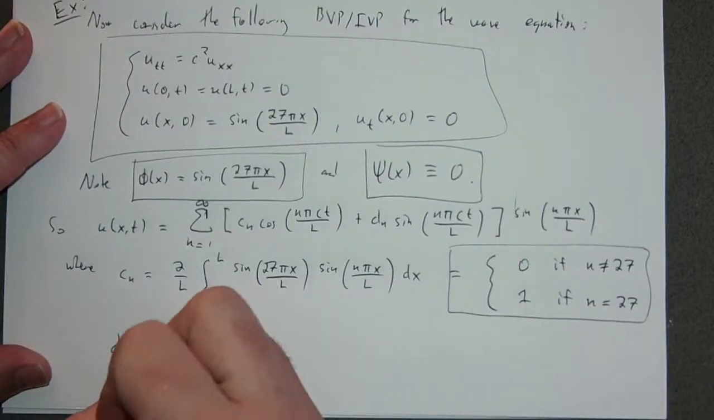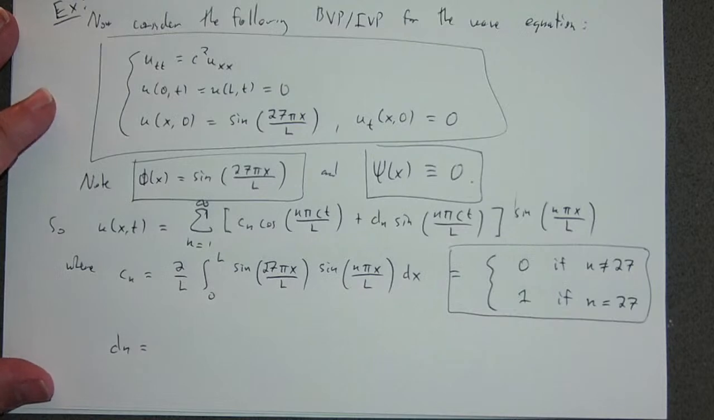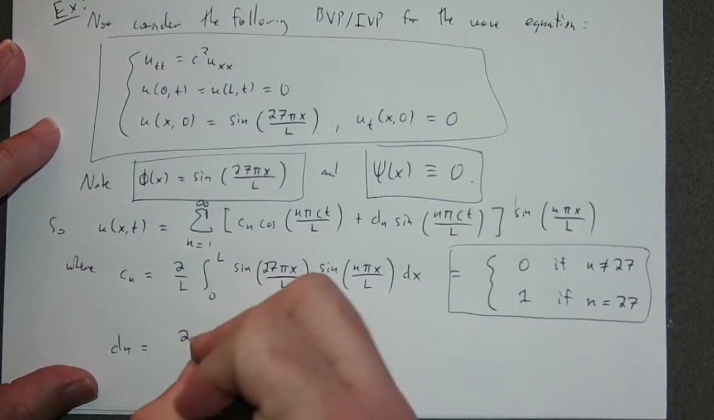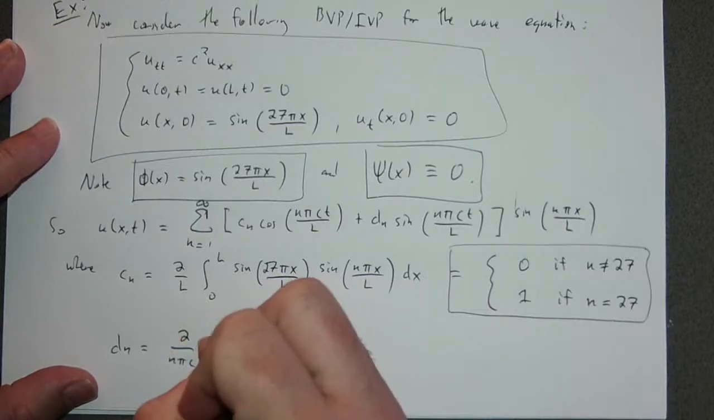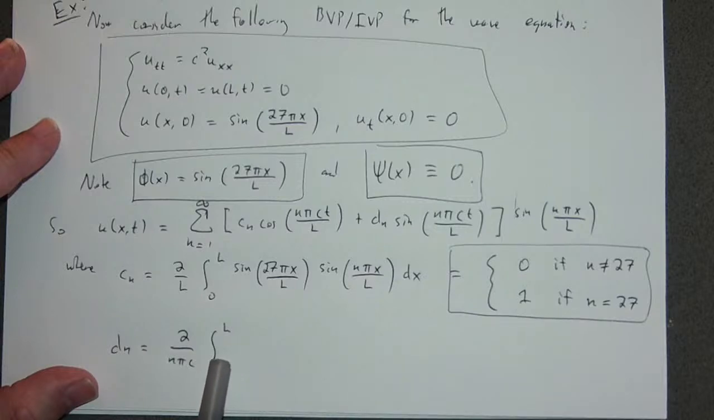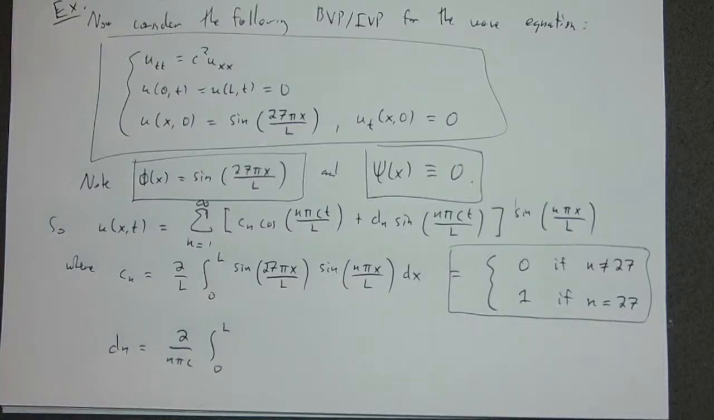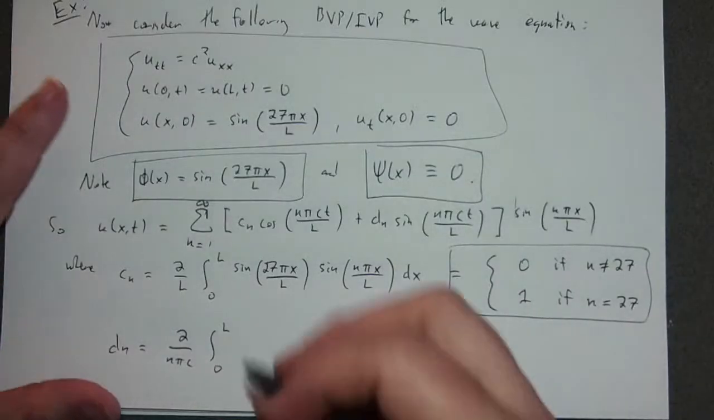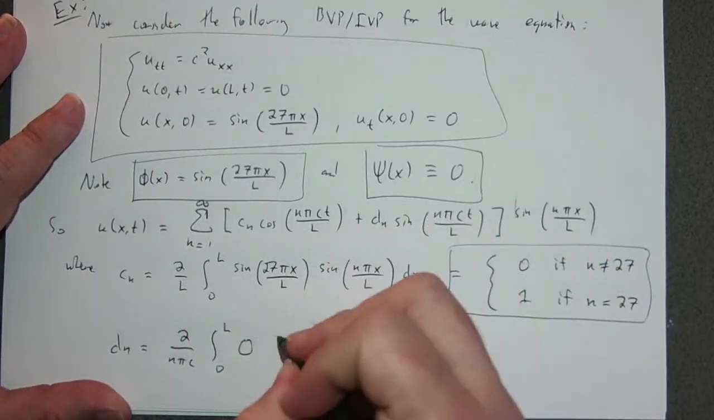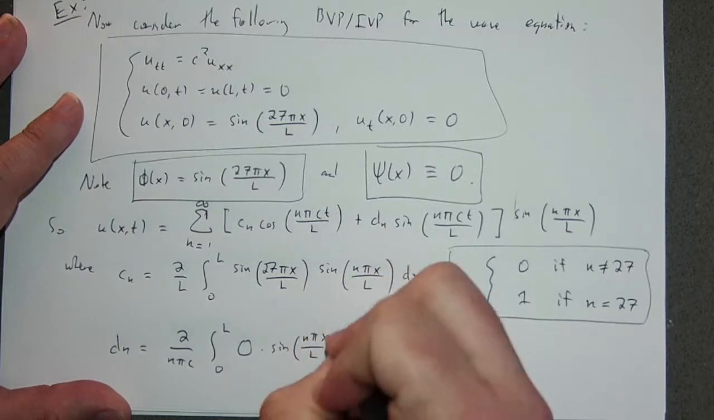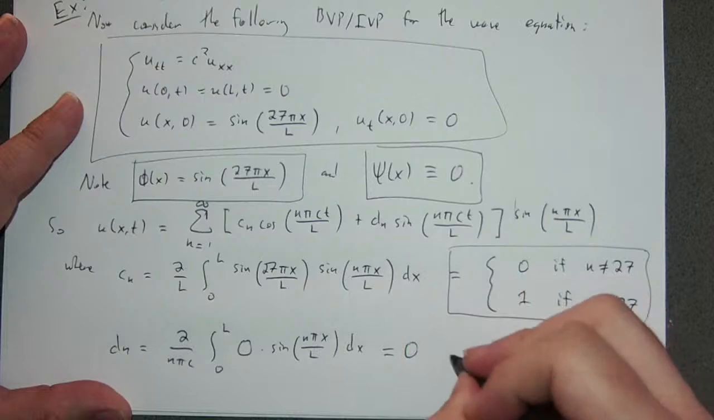And d sub n is even easier to compute. So d sub n is what? D sub n is 2 over n pi c times the integral from 0 to L of c sine of n pi x over L, right? Remind ourselves from the formula. But c is identically 0 here, so this is just 0 times sine of n pi x over L. It doesn't matter what n is here.